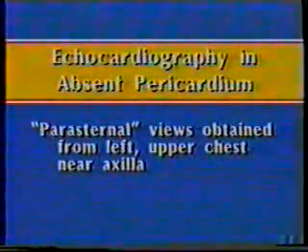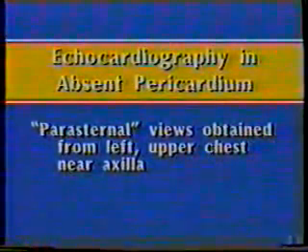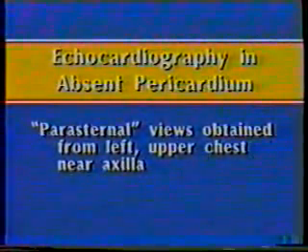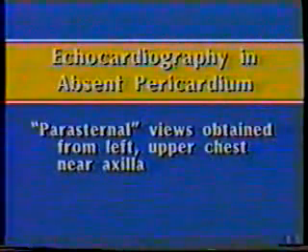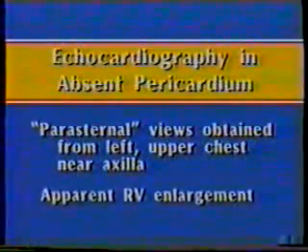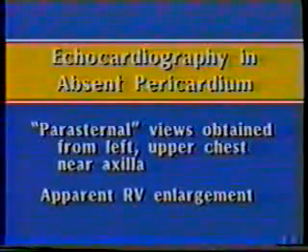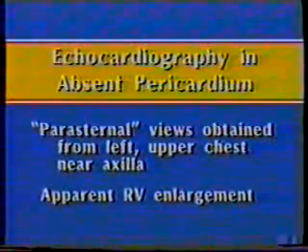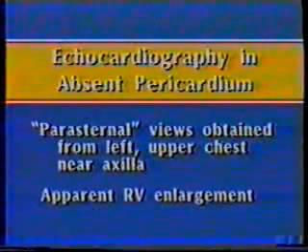With congenital absence of the pericardium, views that are ordinarily obtained at the left sternal border are obtained instead with a transducer on the left upper chest near the axilla. Because the plane of the echo beam may not cut the right ventricle in true short axis, you might be misled into thinking that the right ventricle is enlarged.